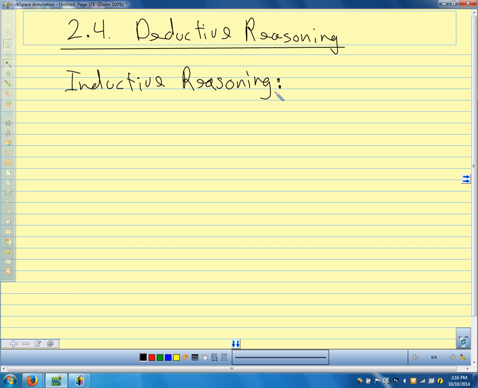Inductive reasoning means we are making conjectures. And what is a conjecture again? Do you remember what a conjecture is? We made a conjecture on the quiz yesterday. Yes. So a conjecture is something we think is true based on observation. So inductive reasoning is making conjectures based on observation.